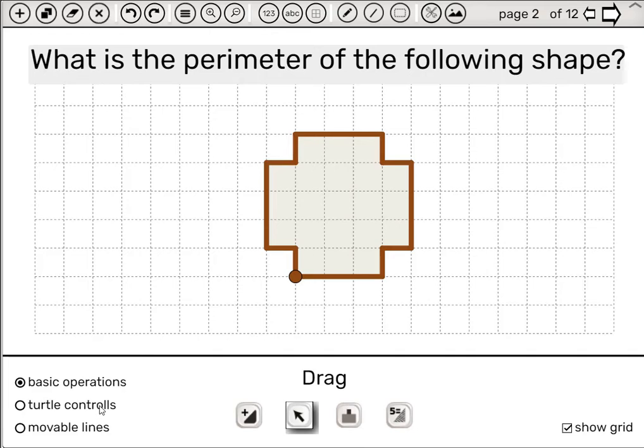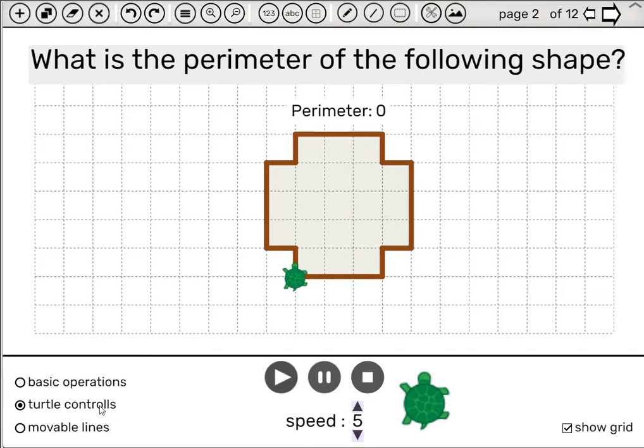And then we can move on to turtle controls. This is a simple animation that gives the answer. We click play, and the turtle runs across the perimeter and counts it. And the answer is 20.